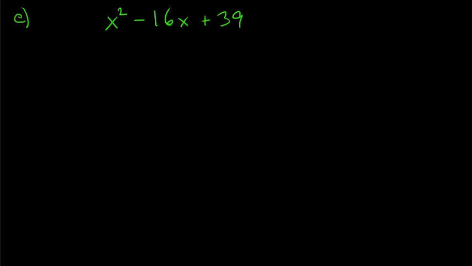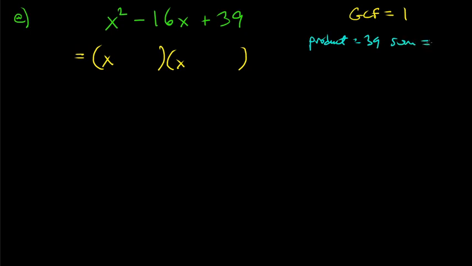Okay, next up, part E. Part E is x squared minus 16x plus 39. So GCF is 1, again. But it's a trinomial, and a is 1. So we're going to look for 2 numbers, right, whose product, well, we'll do it a different color. Right, the product is 39. And the sum has to be negative 16.